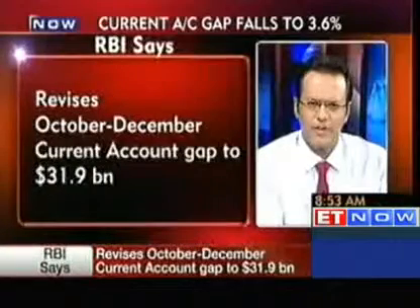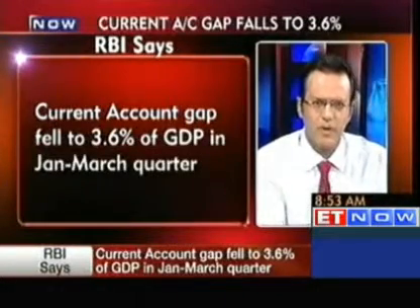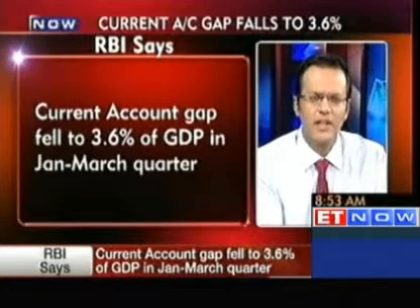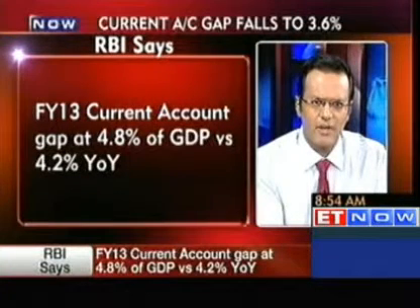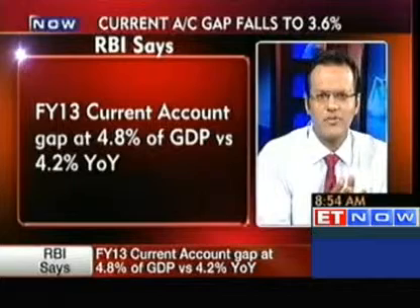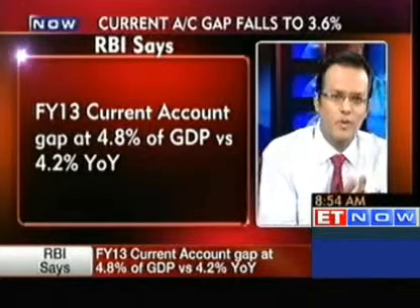CAD number for FY13 has been revised. October-December current account deficit is yawning at $31.9 billion, about $32 billion. The current account gap fell to 3.6% of GDP in the Jan-March quarter, and the CAD gap is at about 4.8% of GDP versus 5.2.